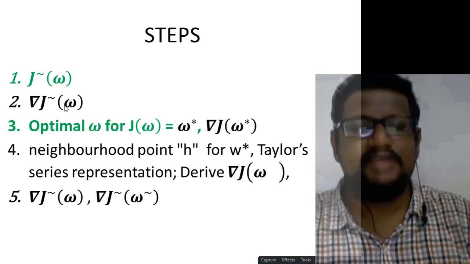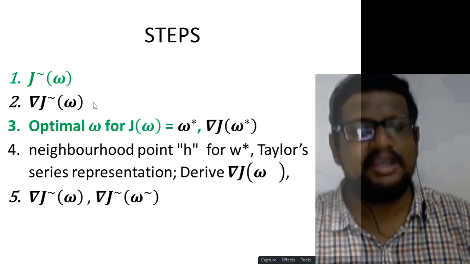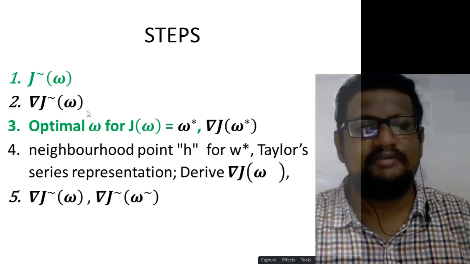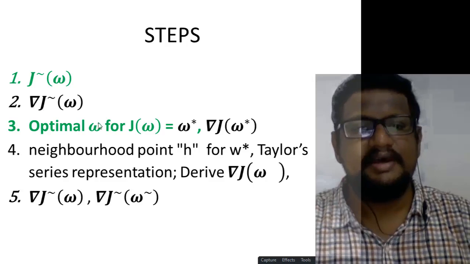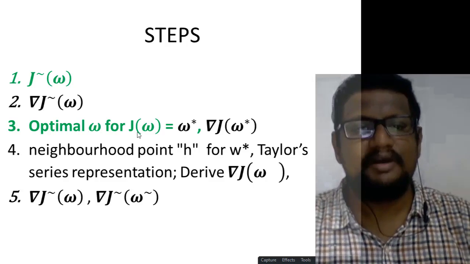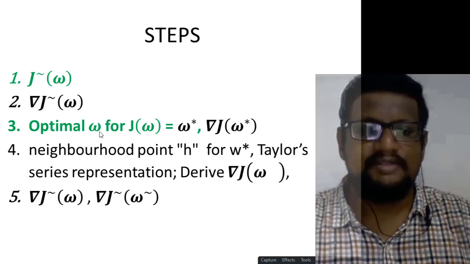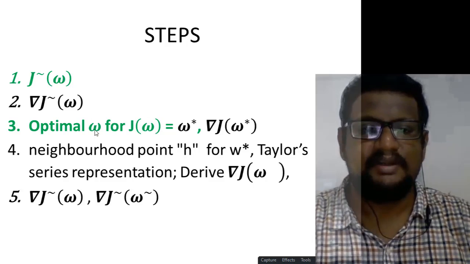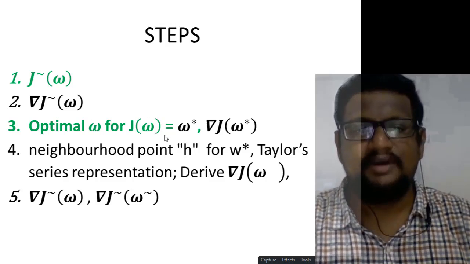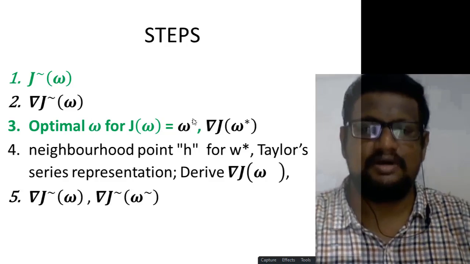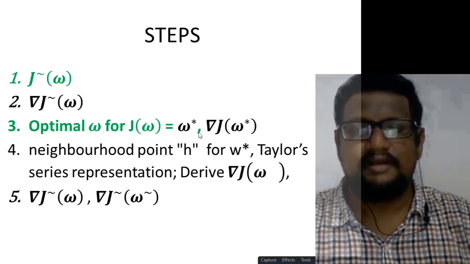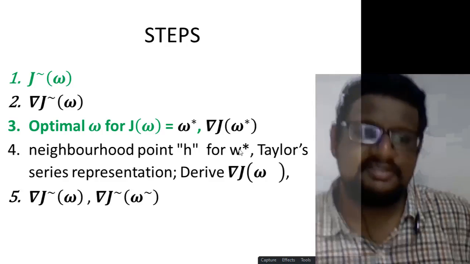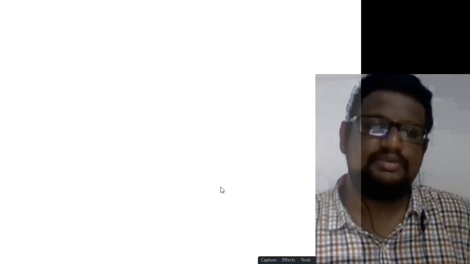Then the gradient of J cap of omega, which is nothing but the differentiation of J cap of omega. So in the next step we would differentiate this. After that, the optimal value of omega for J of omega: whichever value of omega for which J of omega will be minimum is the optimal omega, which we declare as w star or omega star. Then we find del J of omega star. So these are the first 3 steps, and the initial step is over.